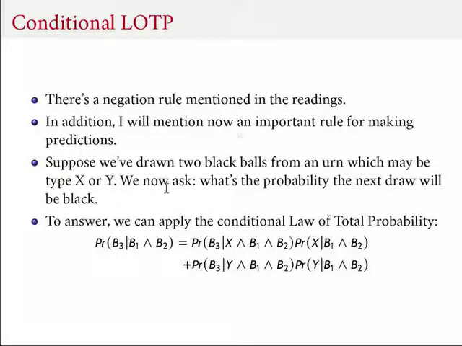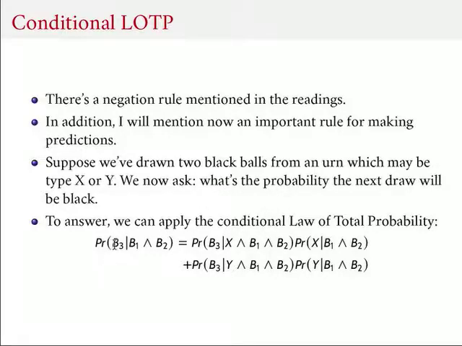What we can ask is not just the probability that the urn is type X, or the probability that the urn is type Y, which would involve using Bayes' theorem. We can ask instead, what's the probability that the next draw will be black? To answer that kind of question, we have to apply the law of total probability, a version of it which applies in the case of conditional probabilities.